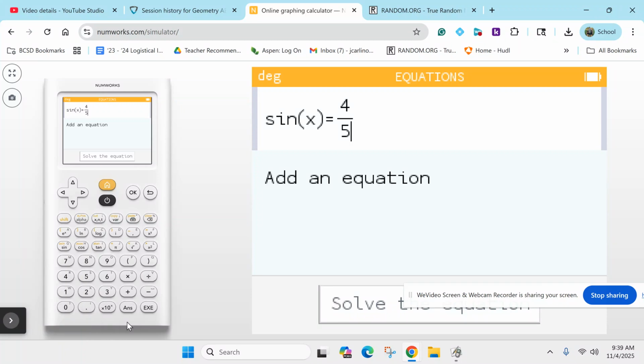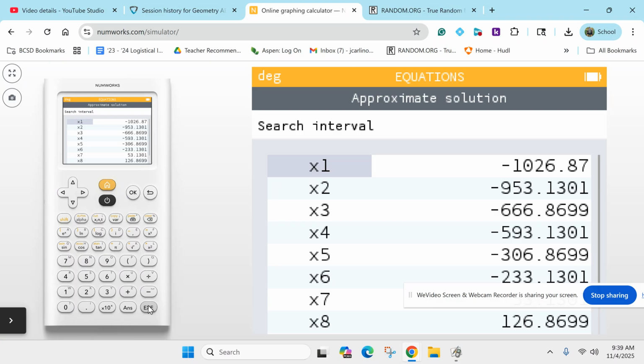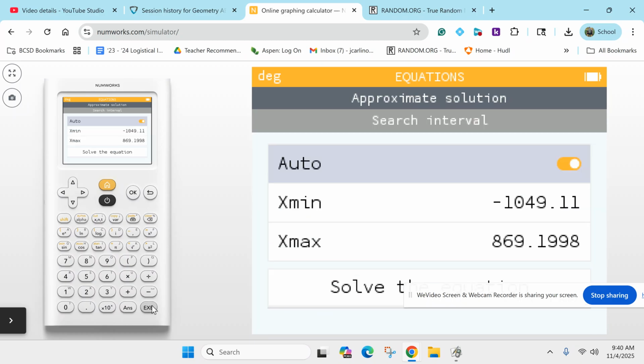Everyone's good so far? All right, because some strange stuff might come up. Or you might have cosine if you chose that one, equals 3/5. All right, so let's solve this equation for x. Does everyone have a list of numbers that came up like I do? Yeah, because there's a ton of answers, but we only want one. Do you guys have search interval? Yeah, you do. Let's go ahead, search interval.